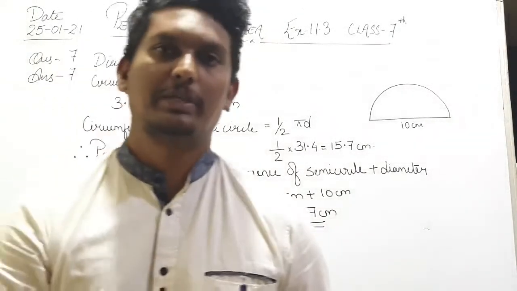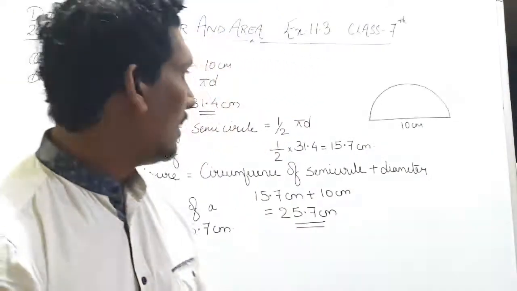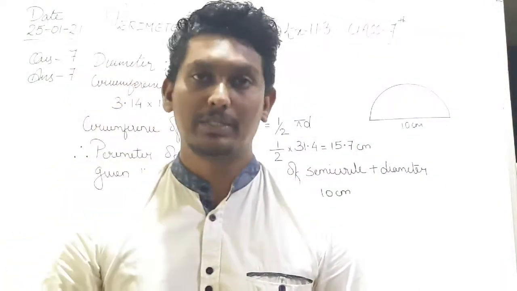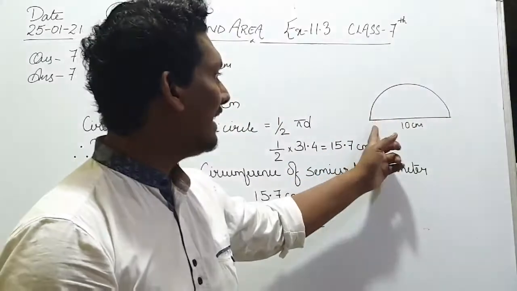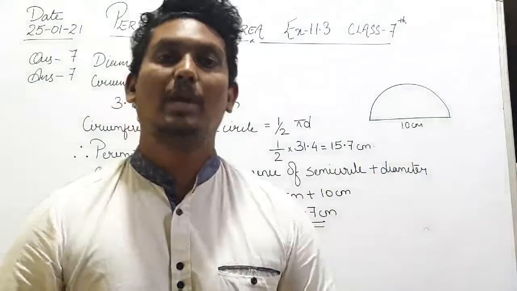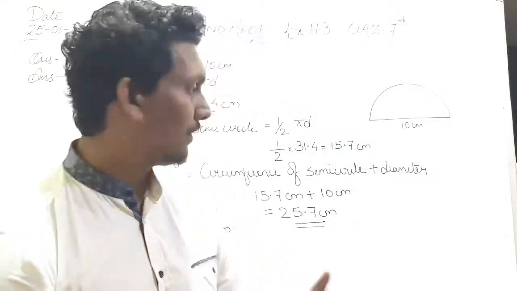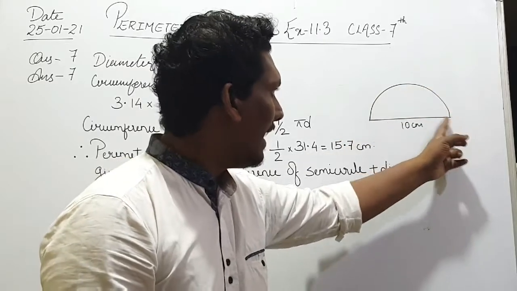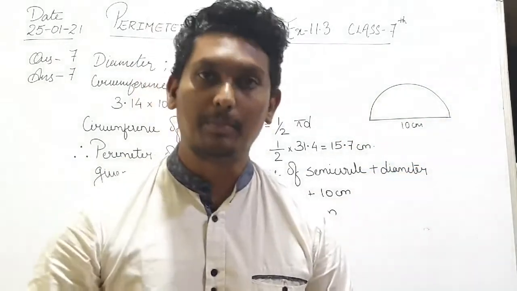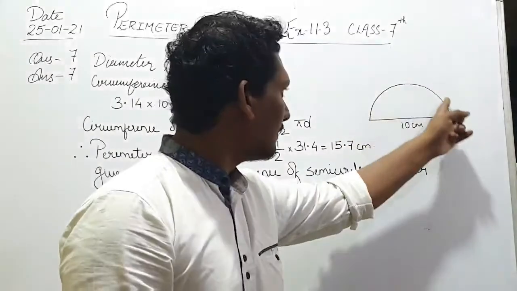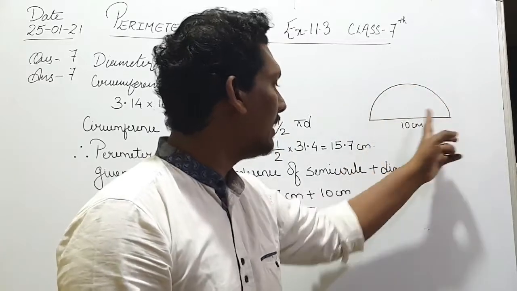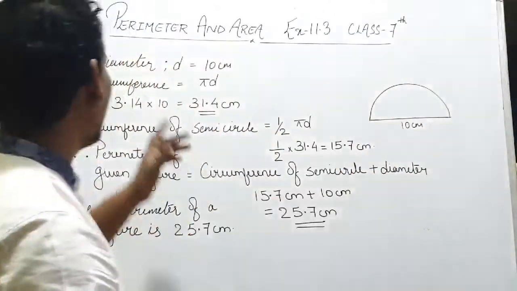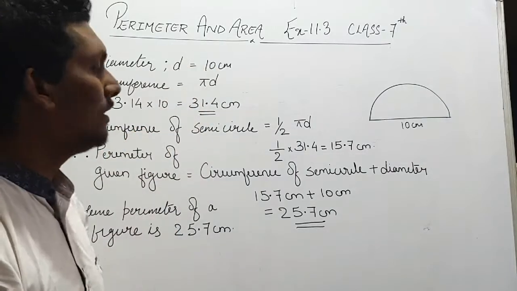Now come to the next question, question number 7. Here the figure is a semicircle. Semicircle means half of the circle, in which the diameter is given. We have to find the perimeter of this figure. Perimeter means this curved distance from this point to this point, and including the diameter. The diameter is given as 10 centimeter.